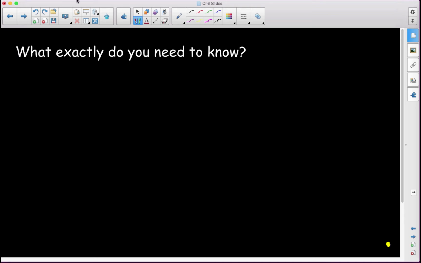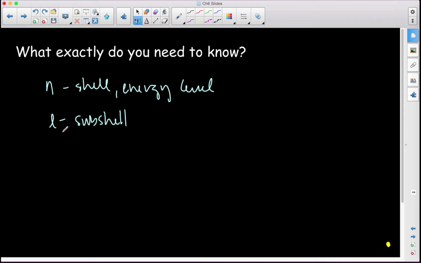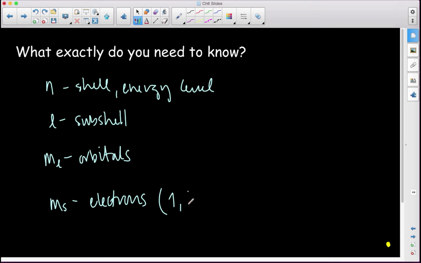So finally, in terms of what you need to know, you need to know that N stands for our shell. We could also call this our energy level. And this starts at 1 and works its way up, where 1 is closest to the nucleus, and they get progressively further from there. After N, we have our subshells, and every subshell has a certain number of actual orbitals that compose it. And then we also have our spin, which says that we have up arrow or down arrow.